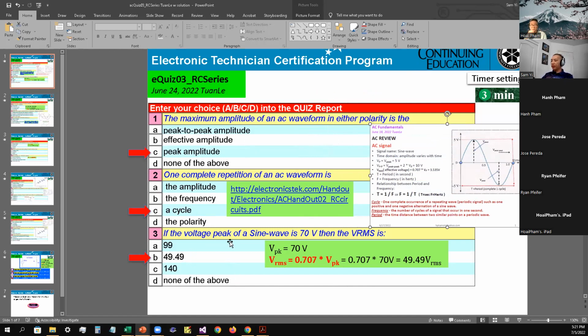Number 3, if the voltage peak of a sine wave is 70 volt, then the VRMS is, okay. So we want the peak. So from here to here is 70 volt. So we're going to take the 70 volt times 0.707, and that gives you 49.49 VRMS. So the answer is B as in Bob for number 3. Okay, any question on number 1, 2, or 3?